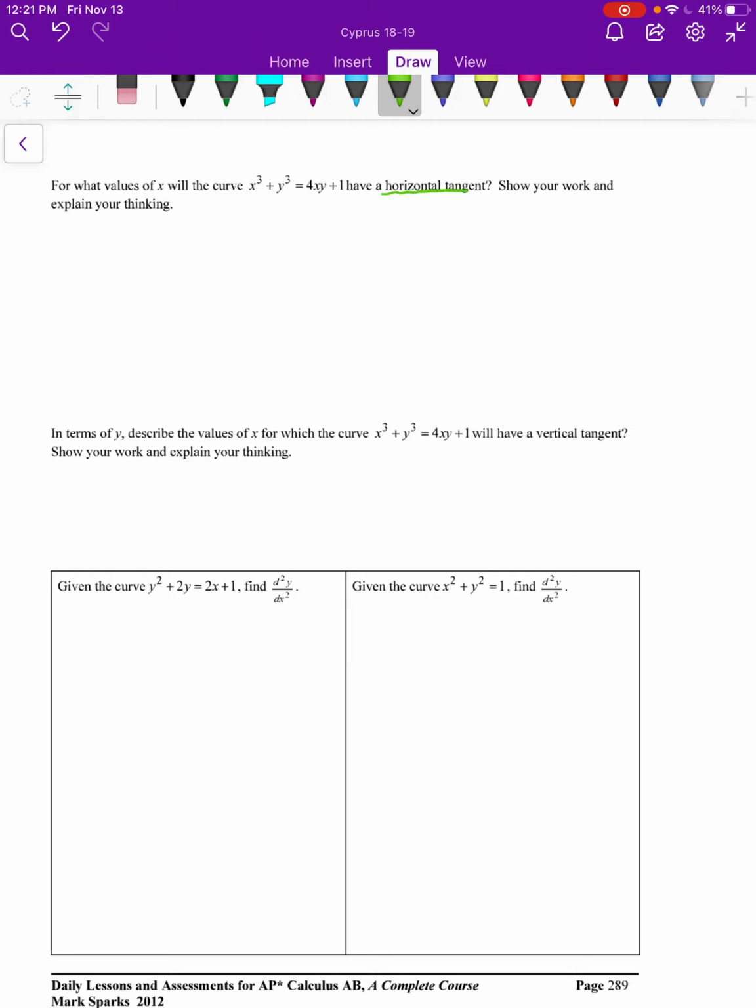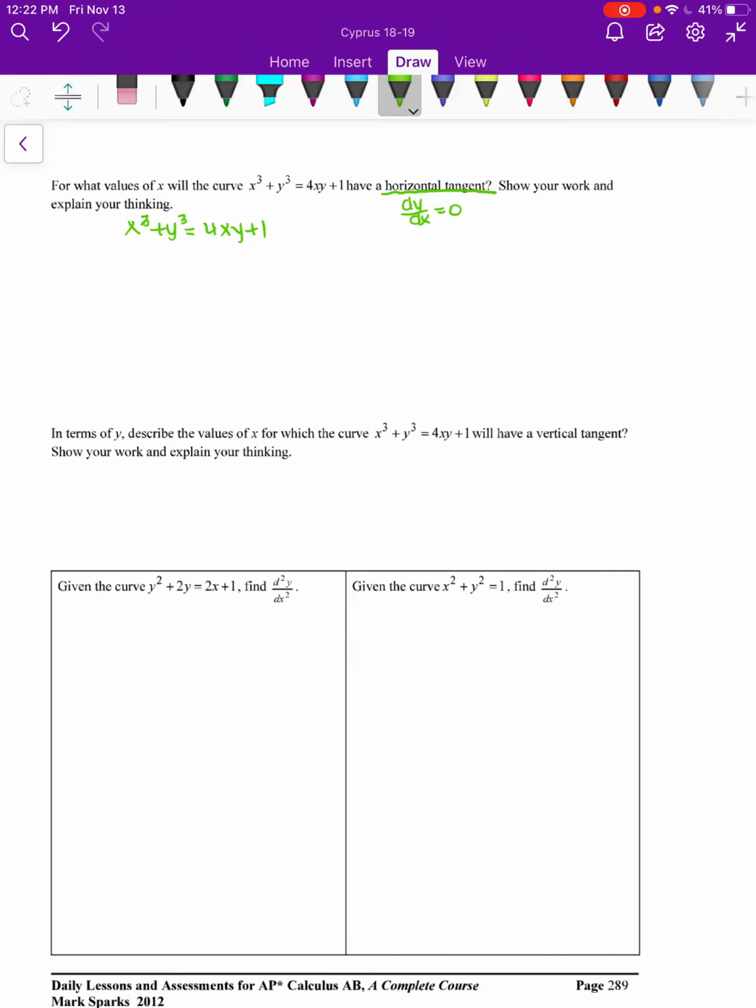So for something to have a horizontal tangent, remember that means that dy/dx is equal to 0. So let's find what dy/dx is and set it equal to 0. And pretty much that part of us saying dy/dx equals 0 when we have a horizontal tangent line is the explain our thinking part. So let's do our implicit differentiation. So we have the equation x to the third plus y to the third equals 4xy plus 1.